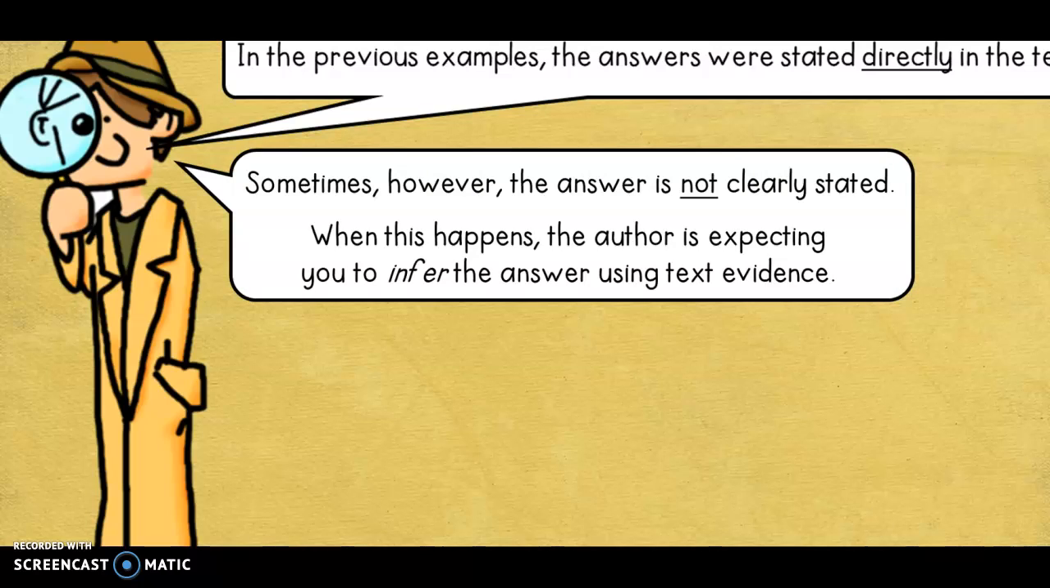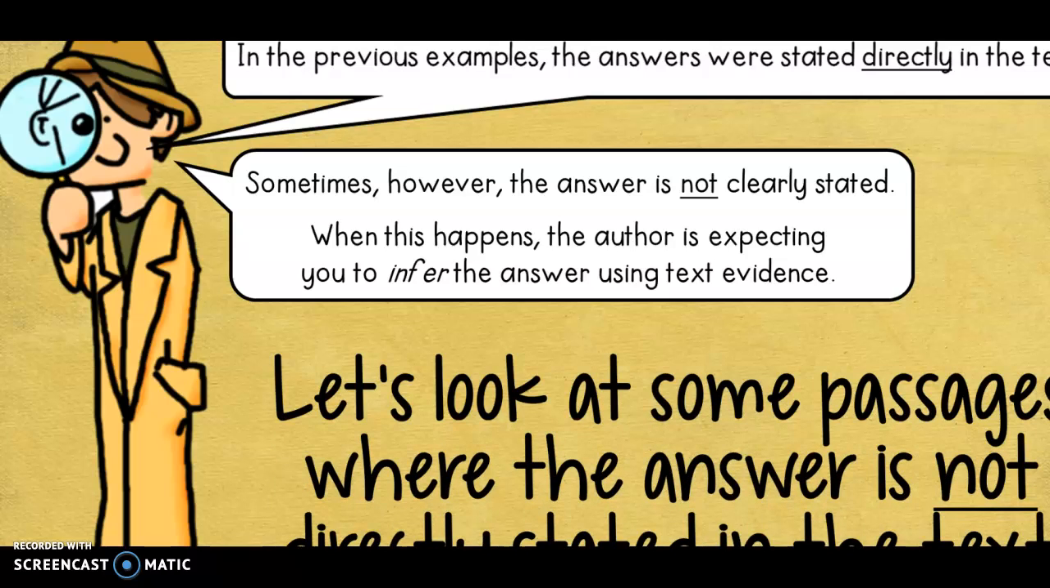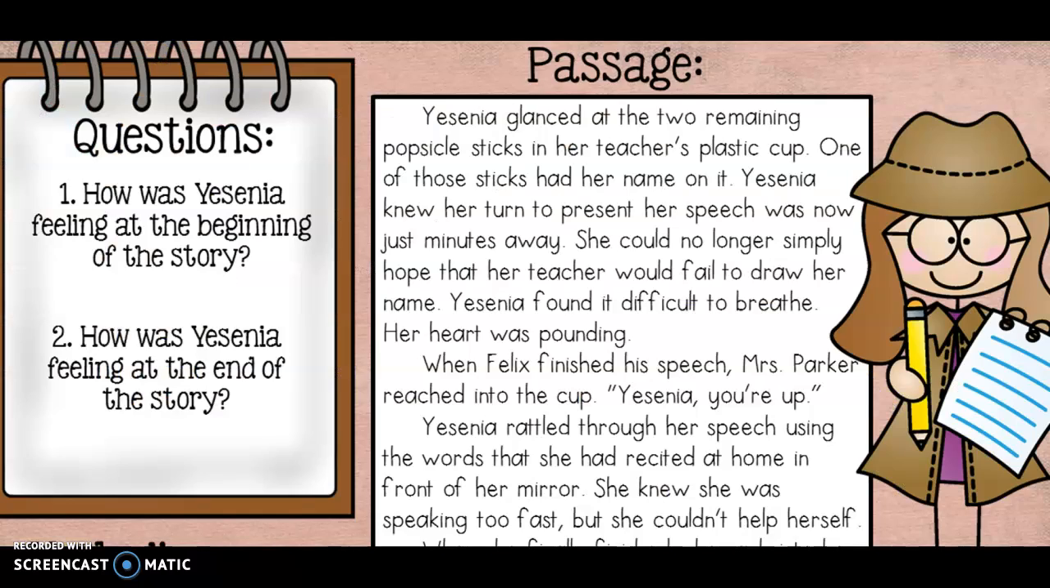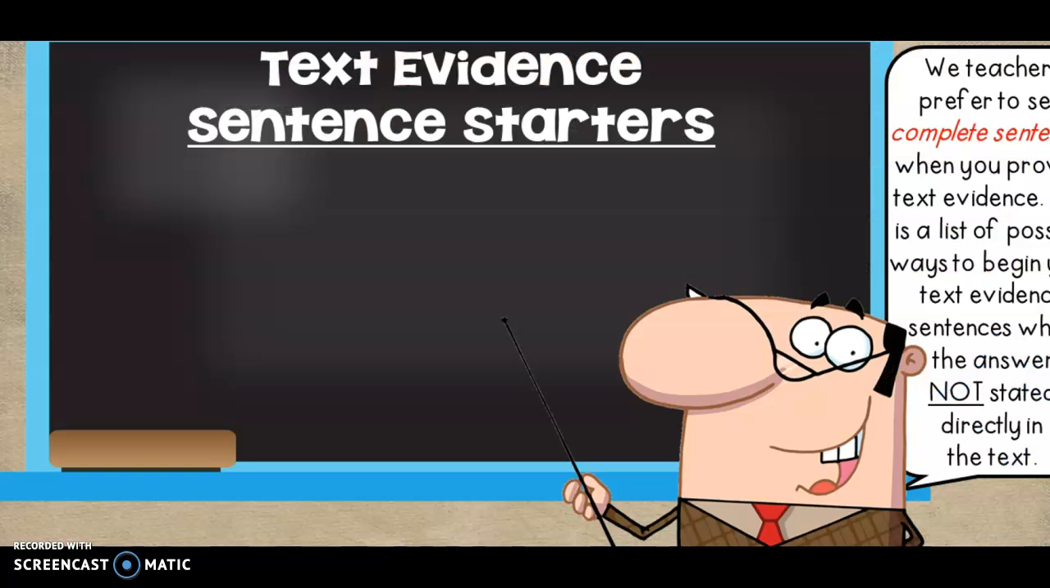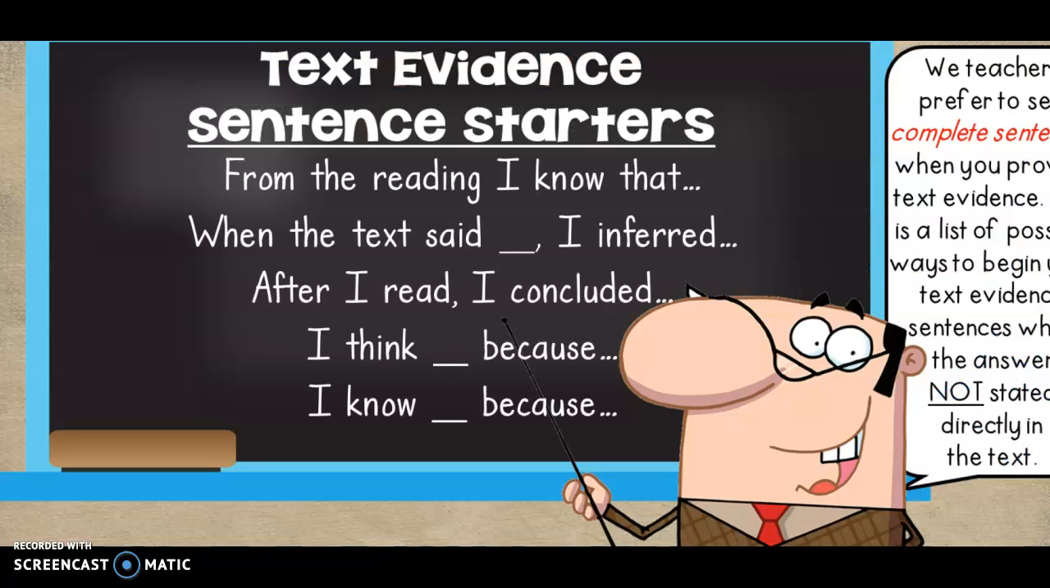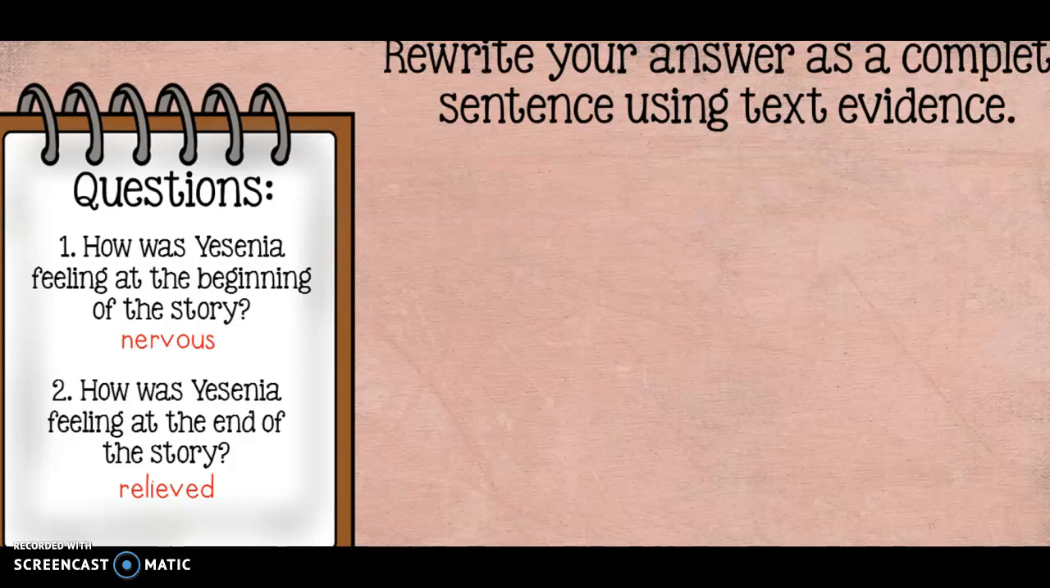Sometimes it's not stated clearly. Sometimes you have to infer or imply what's actually happening. So let's look at some passages that are not directly stated in the text. We looked at this yesterday about Yesenia on one of your assignments. So how was Yesenia feeling at the beginning of the story? Well, it was difficult to breathe, her heart was pounding, so we knew she was nervous. We also knew at the end of the story, she finally finished, she sank into her chair, she probably felt relieved. So to write this, you need to use your sentence starters.